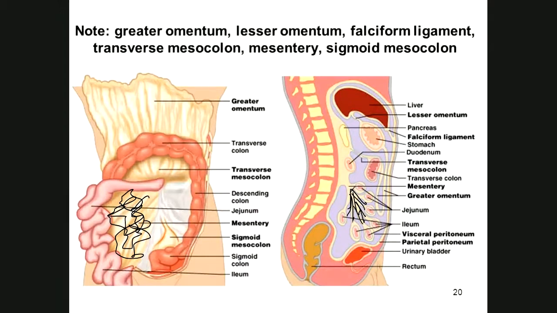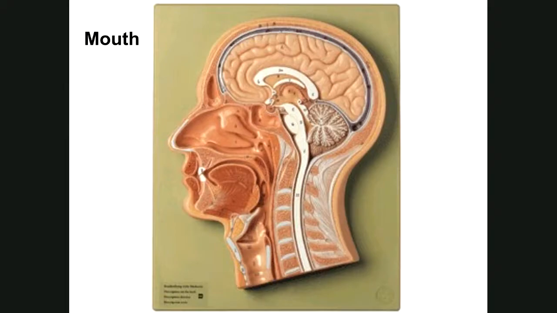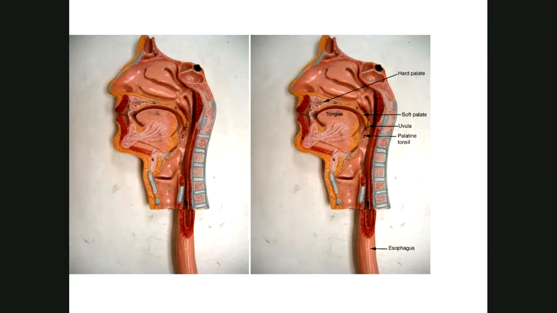Any questions? So that's the general stuff about the digestive system. So what we're going to do is we're going to start at the top and we're going to work our way all the way down. And so we're going to start with the mouth. And so we looked at it a little bit already. So let's blow it up and look at it.